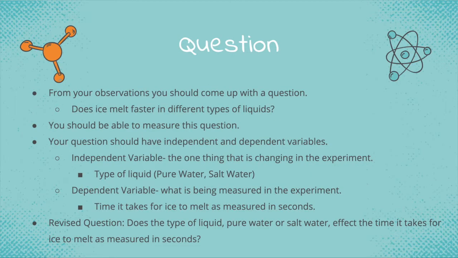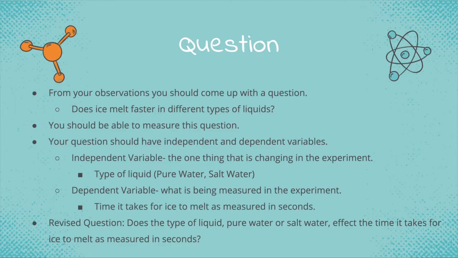Step 2, question. So in this step, you transform what you have observed into a question, like, why does ice melt faster in different types of liquids? So, in order for the question to be scientific or testable, the question must have an independent and dependent variable. An independent variable is the one thing that you are changing in the experiment. For my example, the independent variable could be the type of liquid, pure water or salt water.